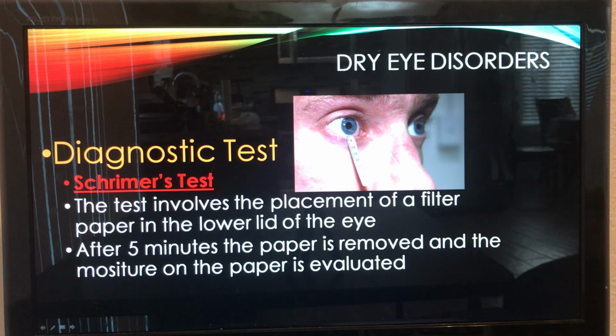So they're going to do what's called the Schirmer's test, and the test involves the placement of a filter paper in the lower lid of the eye, as you can see in the picture. And after 5 minutes, the paper is removed and the moisture on the paper is evaluated.